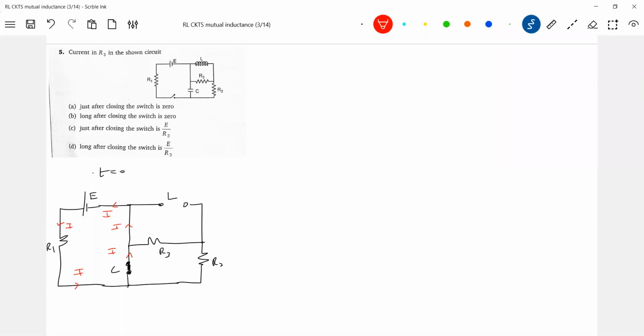What is the current being asked? Current in R3 in the shown circuit. So where is R3? No current will flow. So I is equal to E by R1. Let's keep it here: E by R1. And what is the current in R3? It will be 0 just after closing the switch. I'll pick up this option.